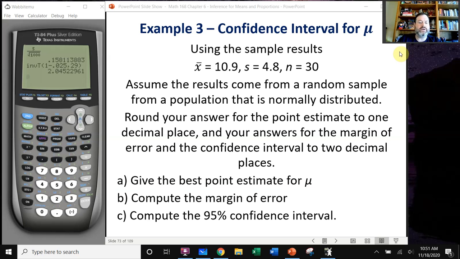And as you can see, parts A, B, and C look pretty typical. This is what problems look like earlier in Chapter 6, Sections 6.1 and 6.3. Best point estimate, margin of error, and confidence interval. So what's the best point estimate for mu? Hopefully you said it out loud, and hopefully you said it quick. It's 10.9. Right, it's x bar. x bar is our estimate for mu.